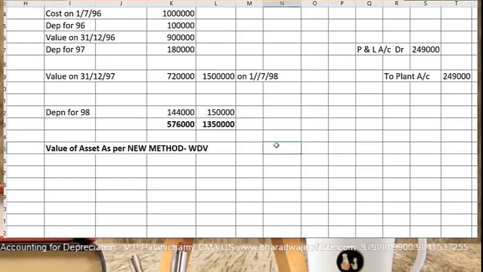What is the value of the asset as per new method, WDV? This value plus this value. Right? Then what is the value of asset as per old method? That is SLM.